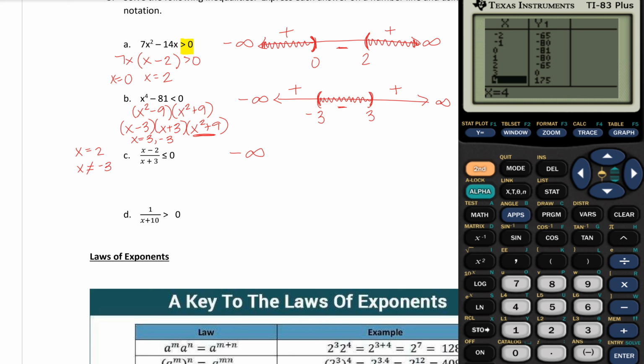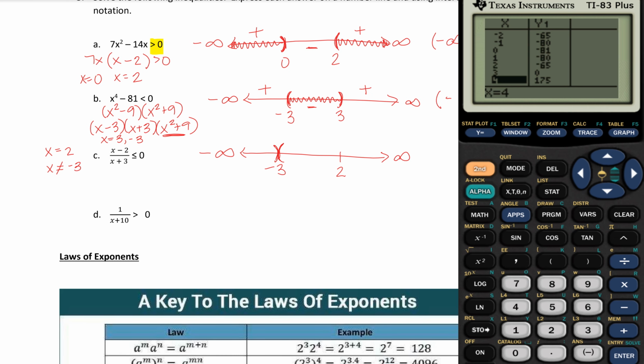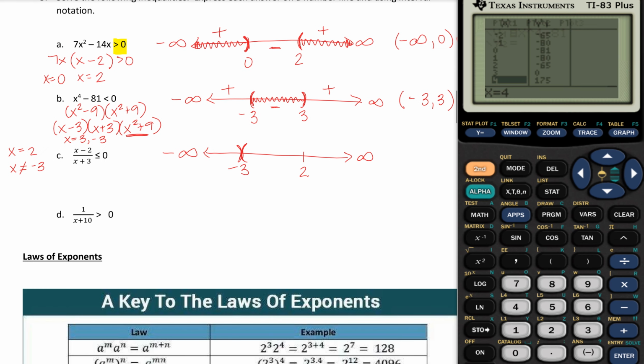So we're going to do our number line. We have our negative infinity, we have our infinity, and of course we have a negative 3, positive 2. And at my negative 3, I know that it cannot be that, so I'm going to go ahead and put my parentheses, just so that I know, because I'm dealing with a less than or equal to problem. All right, so again, go into y equals, clear it out.